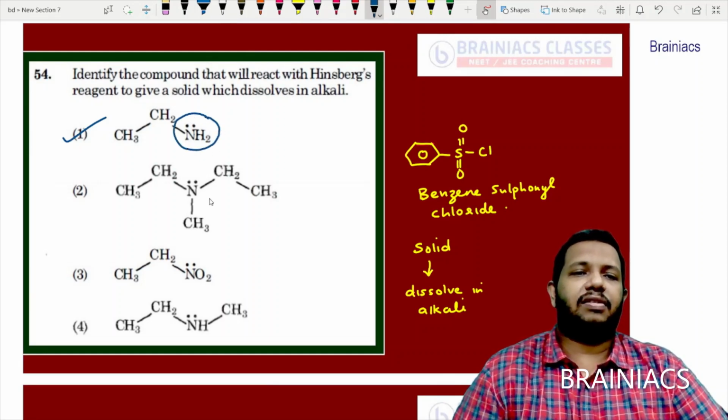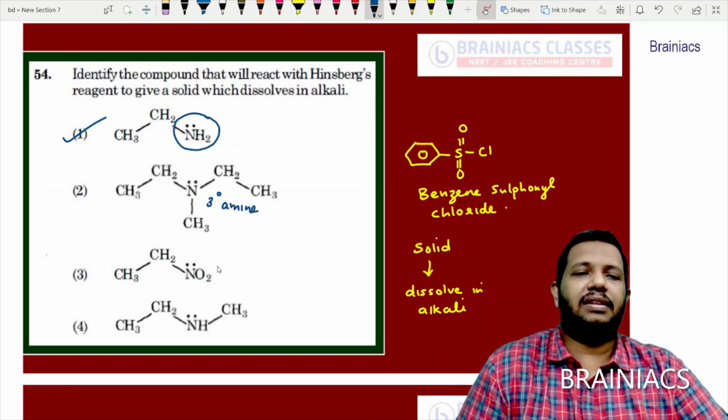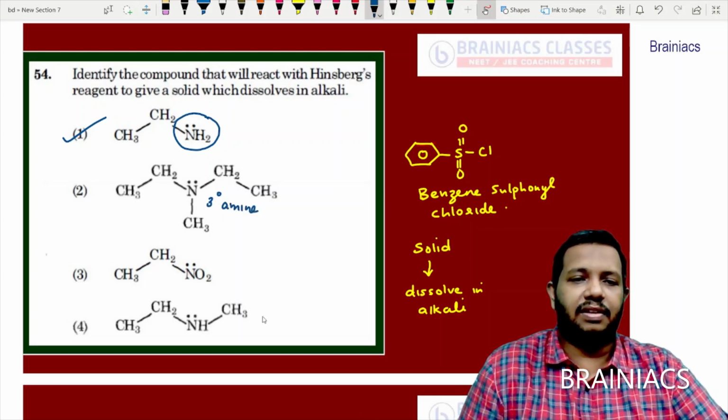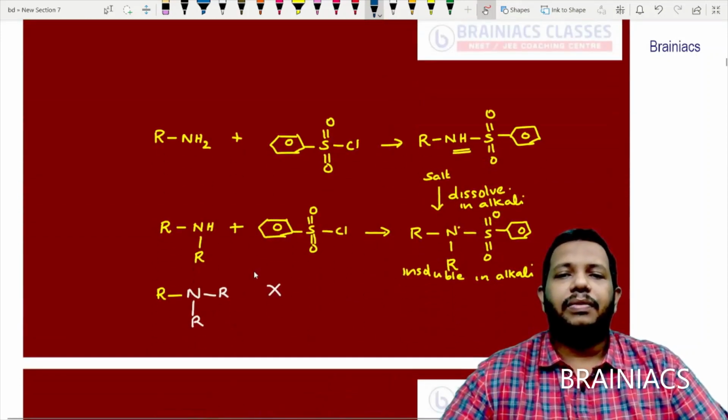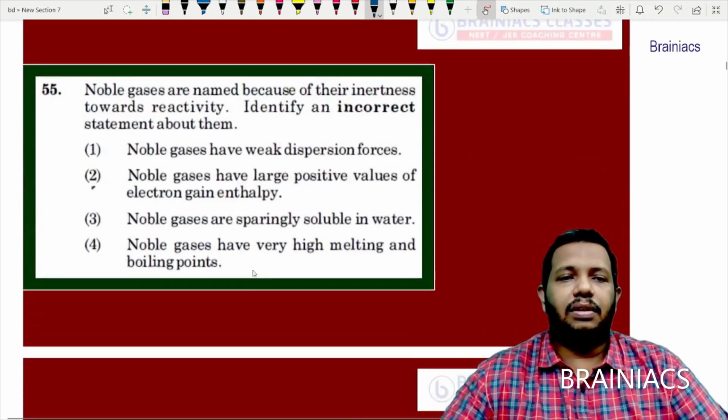So this is a tertiary amine, 3-degree amine, correct? And I know that this is not even an amine, this is a 2-degree amine. So from the options, the first one is the correct answer. Clear? So let's go to the next question, all of you.